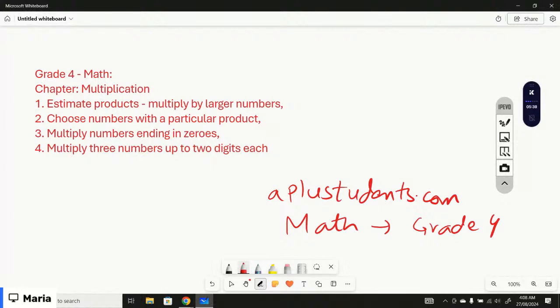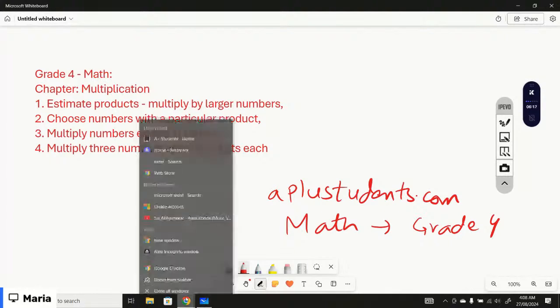We're going to start with the chapter multiplication. The lessons we're going to cover today are estimate products, multiply by larger numbers, choose numbers with a particular product, multiply numbers ending in zeros, and multiply three numbers up to two digits each. So please make sure before the next session you have your notebook and pencil so that you can note down the important examples and definitions as well, right?